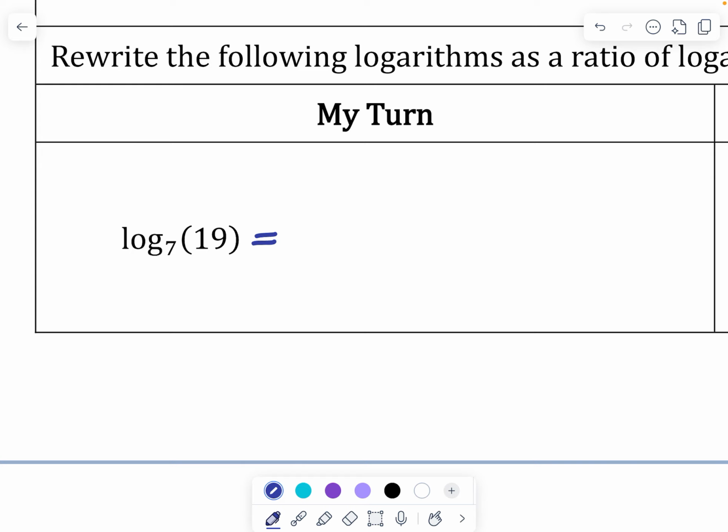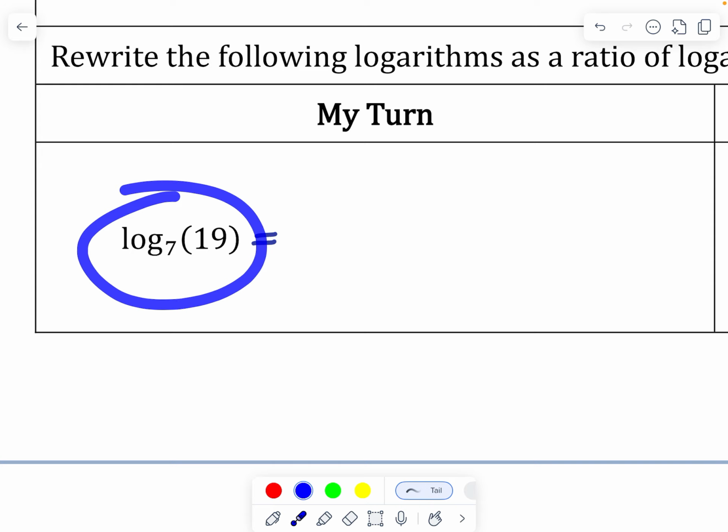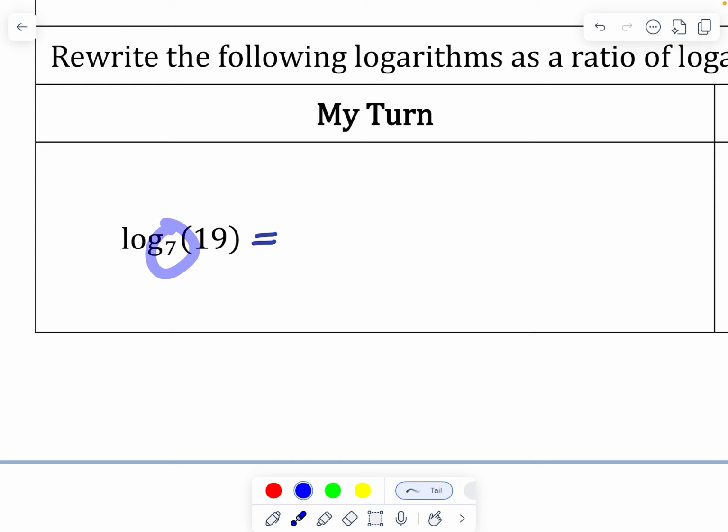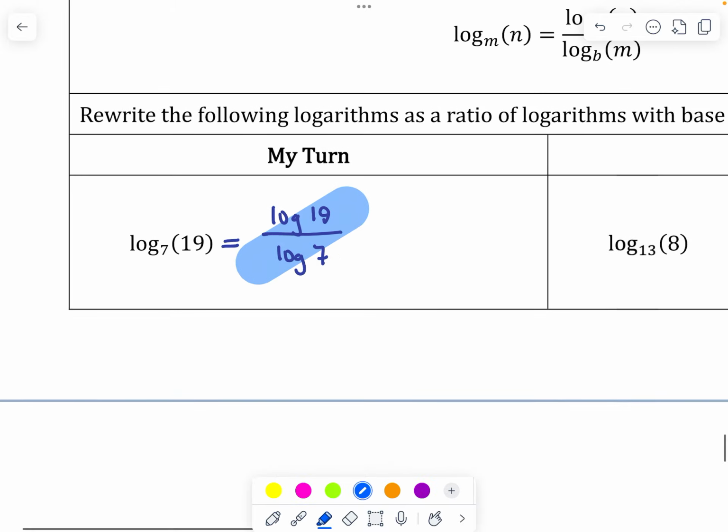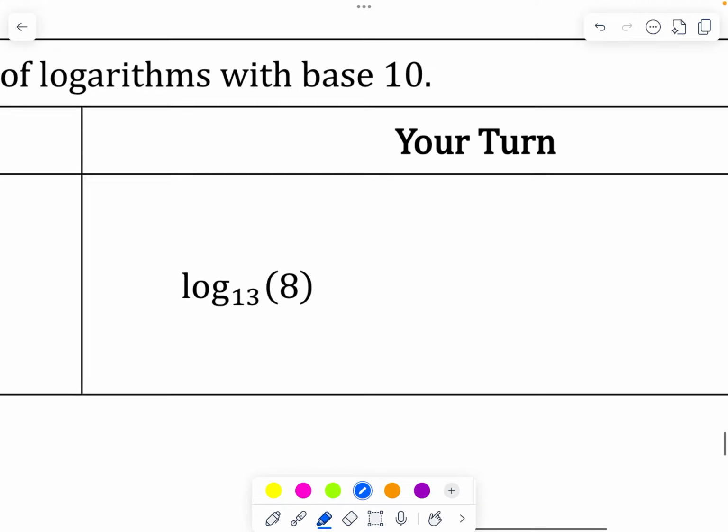Like if you were to evaluate this in a calculator, some calculators won't let you do a base of 7. So the way you can get around this is doing log base 10 of 19 divided by log of 7. Remember, if I don't write a base here, I did not put a 10 there. It's understood. It's the common logarithm. So that's it. That's all you got to do right there. Try this one.